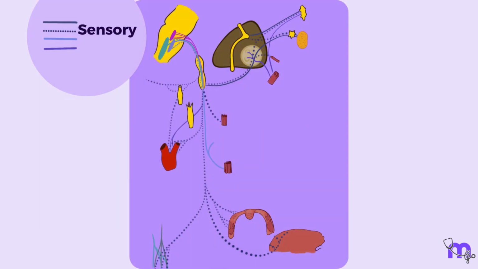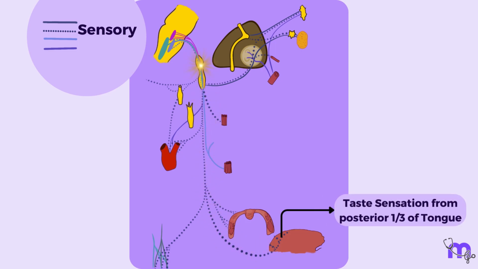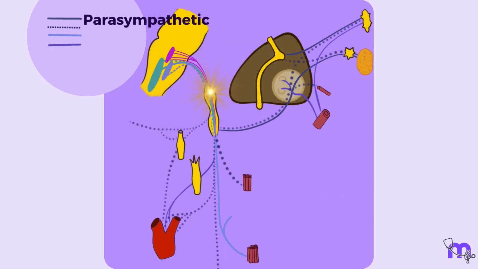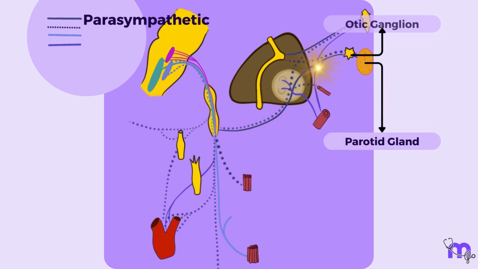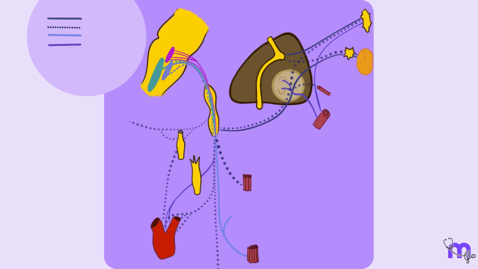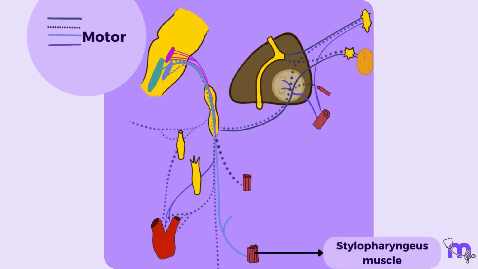Special sensory fibers carry taste sensations from the posterior 1/3 of the tongue. Parasympathetic fibers are in charge of stimulating the parotid gland through the otic ganglion. Finally, we have the motor fibers that innervate the stylopharyngeus muscle.